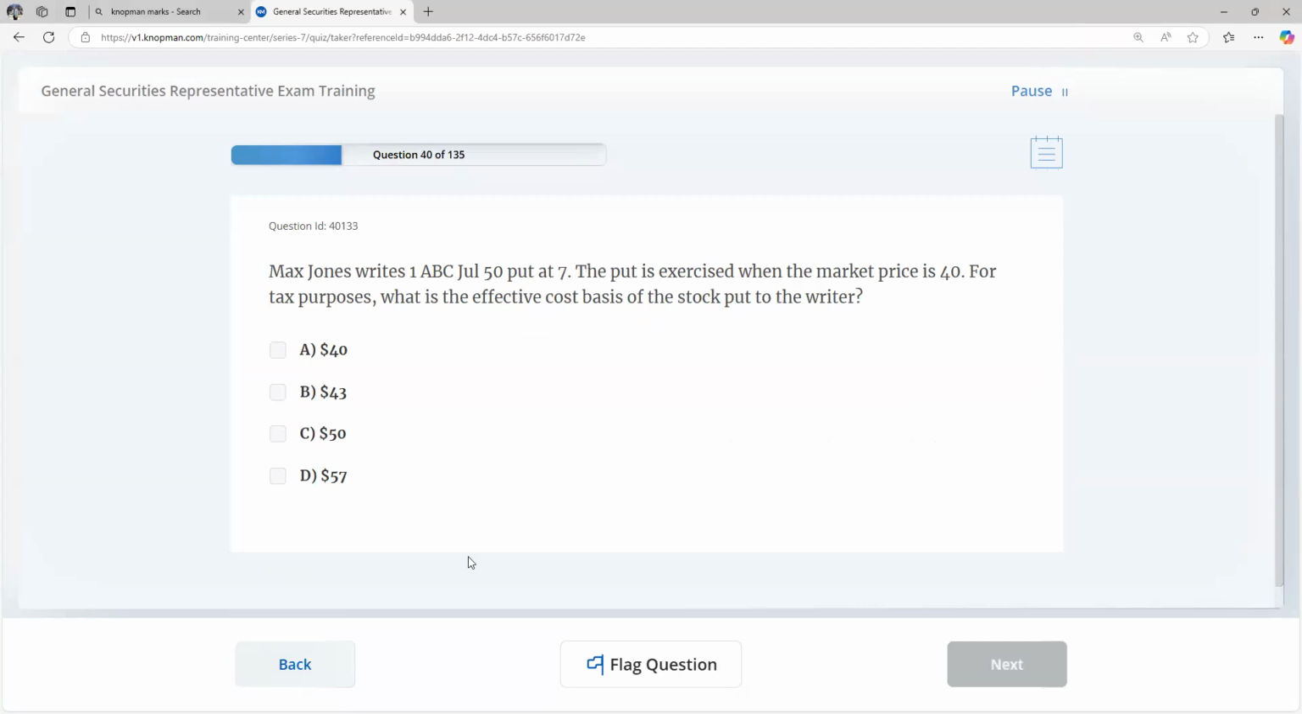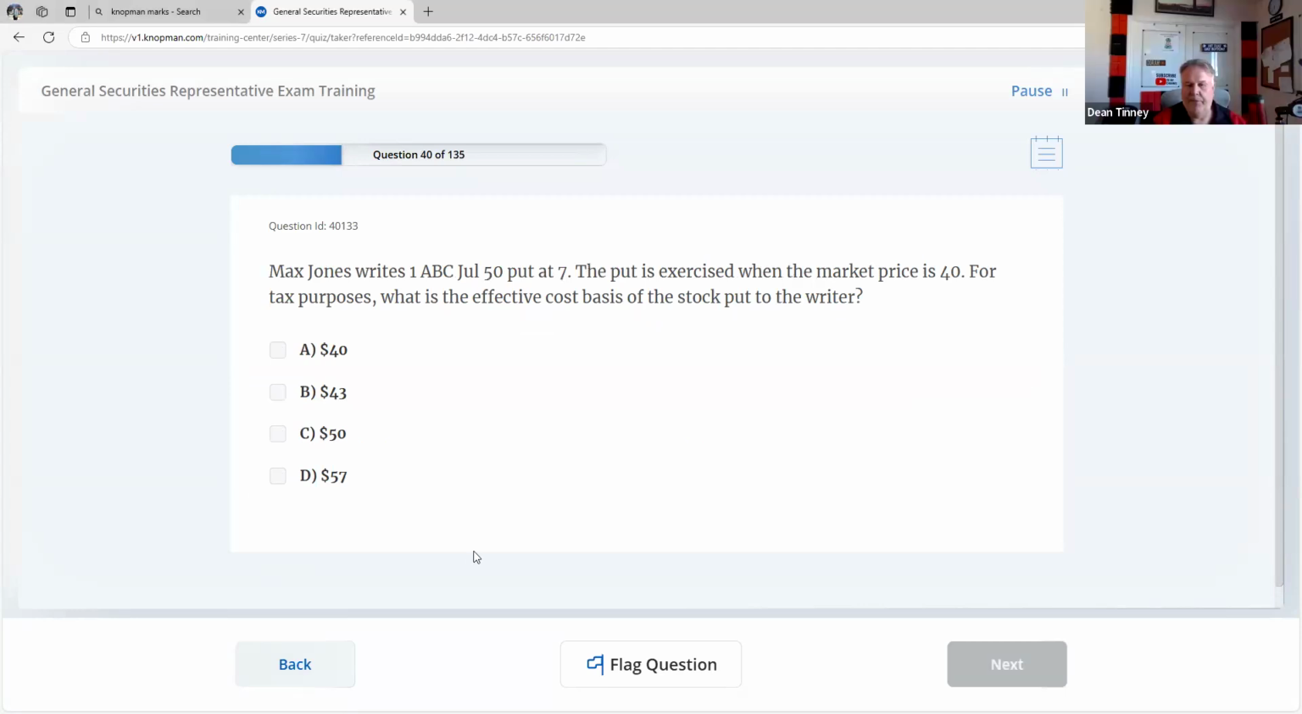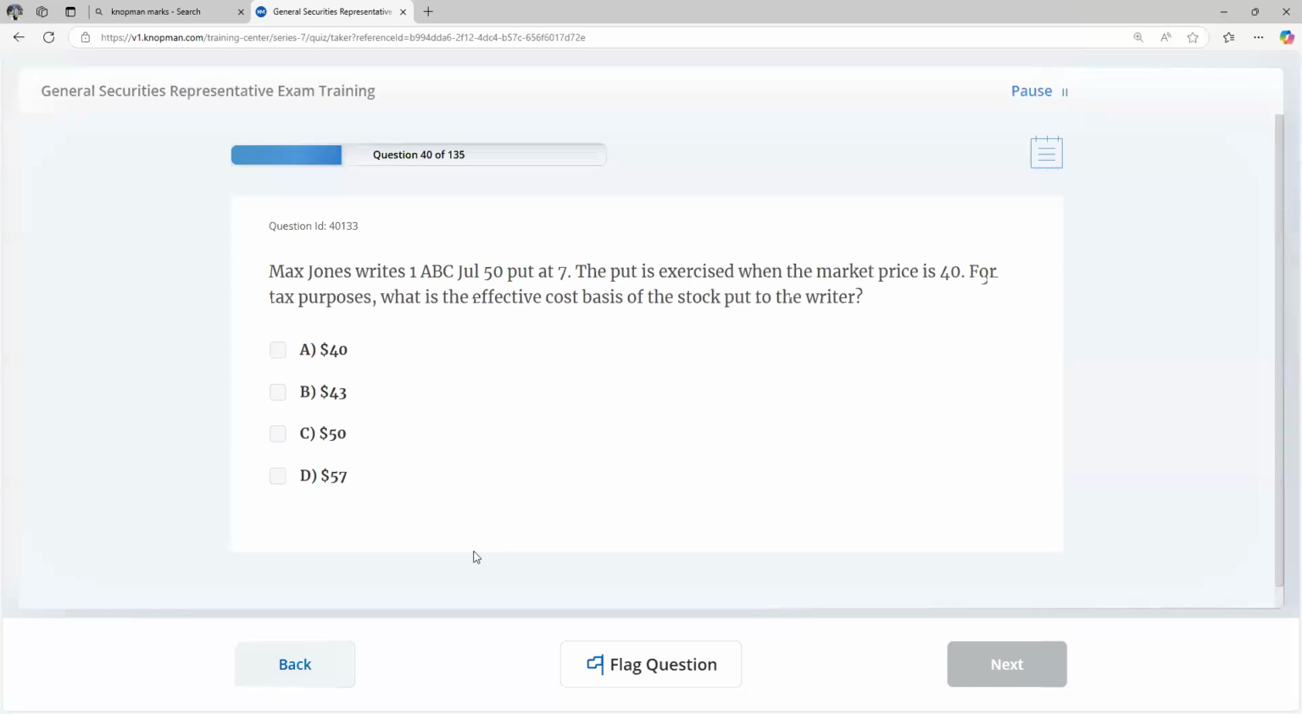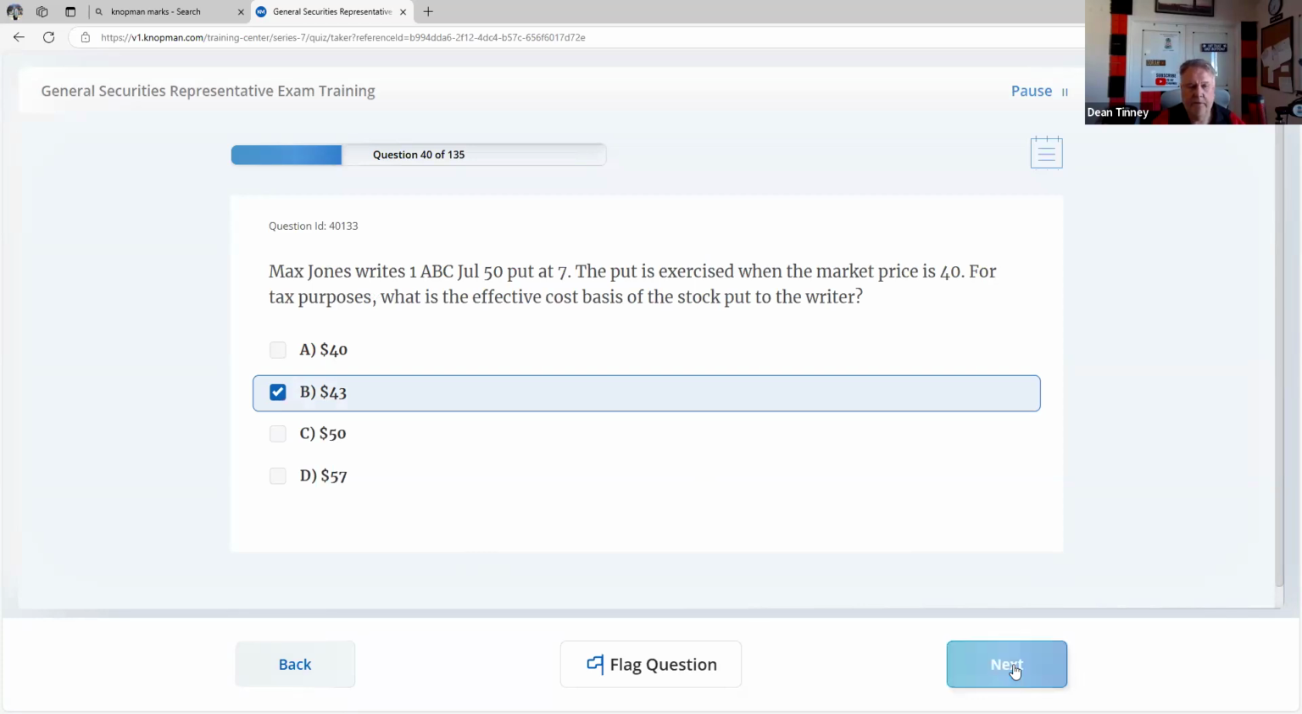All righty. Max Jones writes one ABC July 50 put at 7. The put is exercised when the market price is 40. For tax purposes, what is the effective cost basis of the stock put to the writer? Is it 43? Yeah, right. You're buying it at 50 and you got the 7.